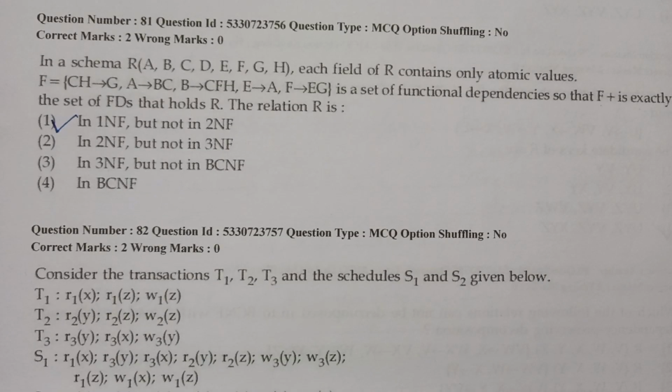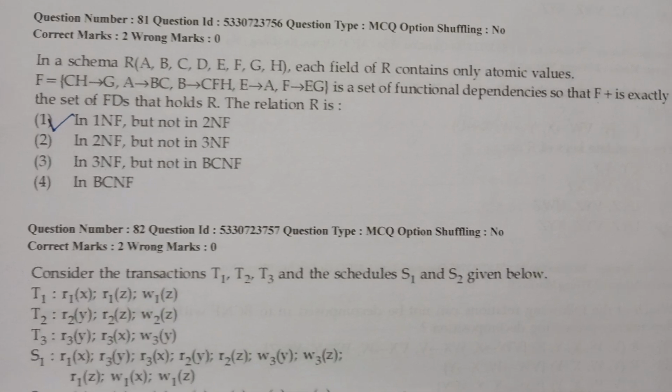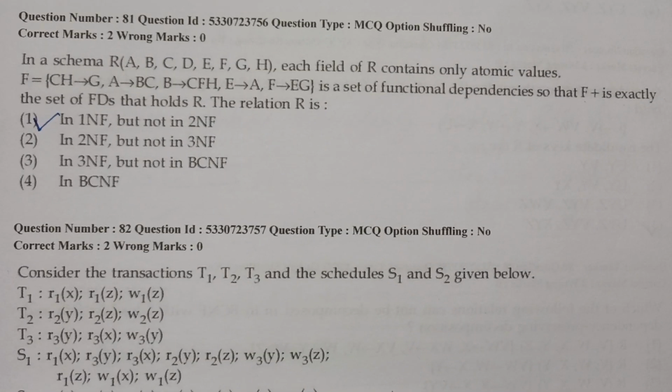And the correct option to question number 21 is the first one, that is in 1NF but not in 2NF.